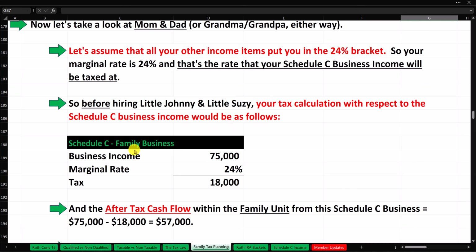So here's your Schedule C family business. You've got your business income of $75,000. You're already at the marginal rate of 24% due to all your other income. So your income tax specific to this business is $18,000. And in this situation, the after-tax cash flow within the family unit from this Schedule C business is $75,000 of income minus your $18,000 of tax, which leaves $57,000 of after-tax cash flow.